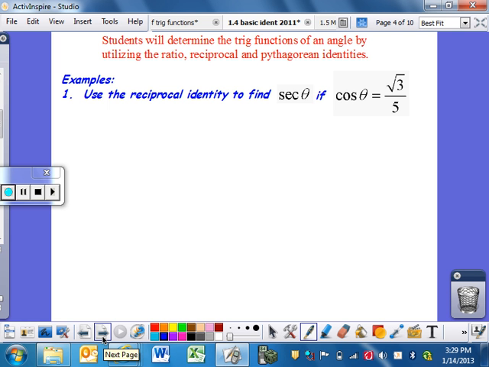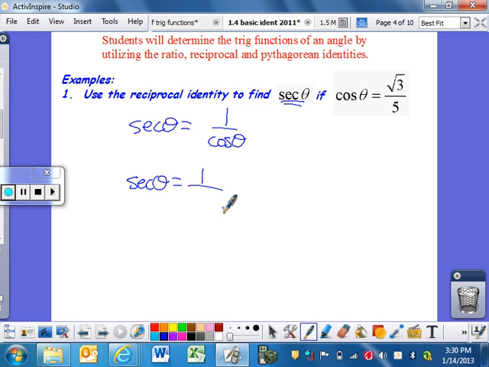So let's just jump to a couple problems and see if we can figure out what's going on. If I say use the reciprocal identity, you might want to page back. Where are the reciprocal identities? It's the first slide. And what does secant equal? Well, I want to find secant. The reciprocal identity says that secant theta is equal to 1 over cosine theta. I know what cosine theta is, so I can say that secant theta equals 1 over root 3 over 5. Well, how do I simplify that? I can multiply top and bottom by the reciprocal. These cancel. I'm left with 5 over root 3.